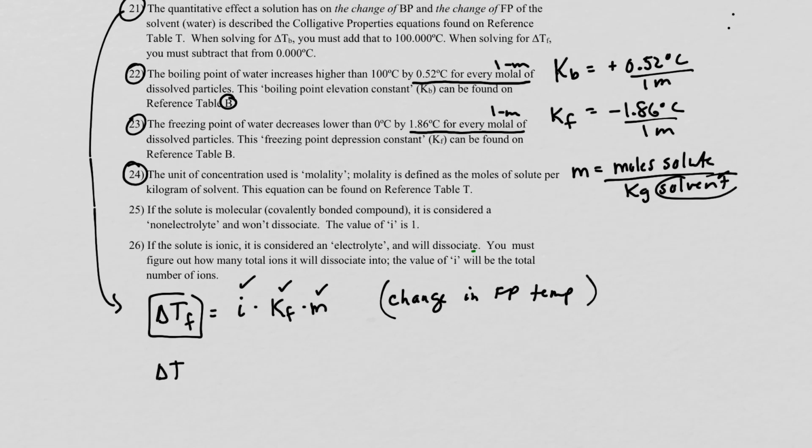The other equation is delta TB, which is equal to i times KB times m. And so delta TB is the change in the boiling point temperature.